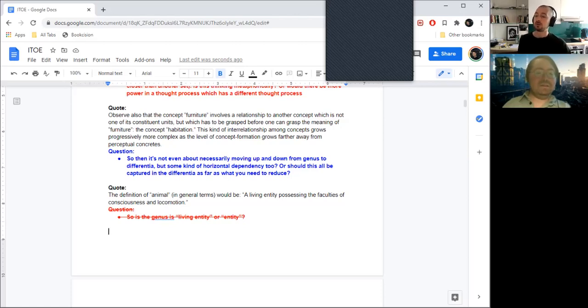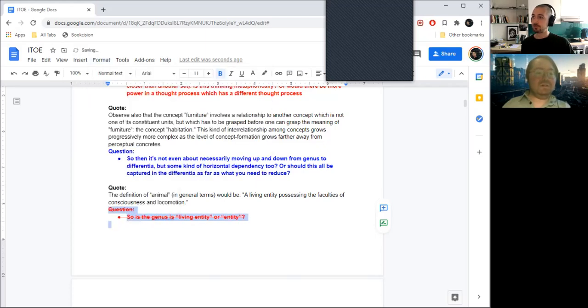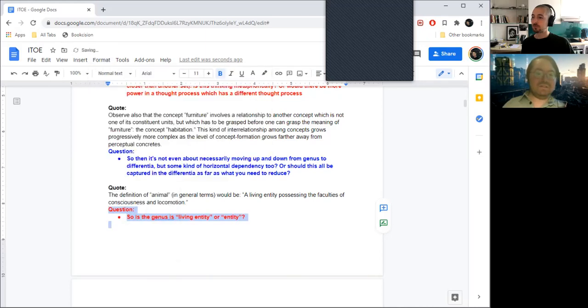Living entity might be more like a definition. But I'm not sure if there's a single word to use. How do you make a noun out of living entity? Organism. Organism, a living entity. That's how you would define it, for example. An organism is a living entity.